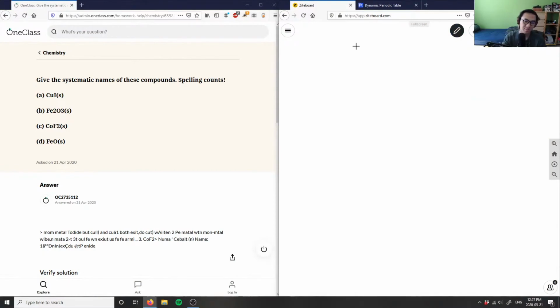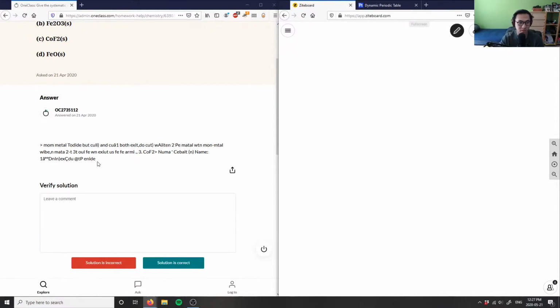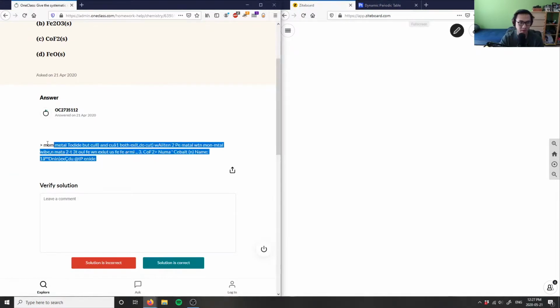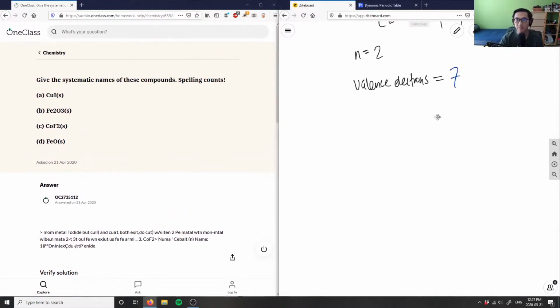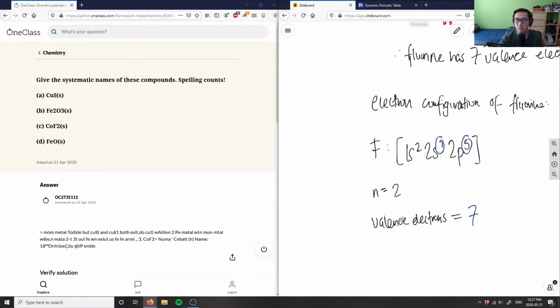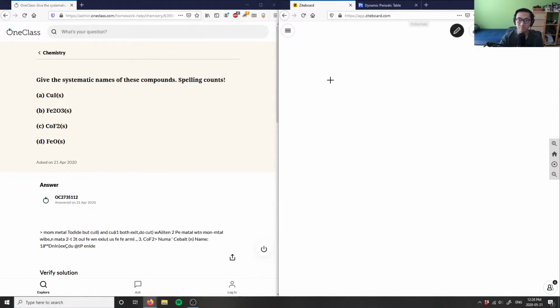I want the systematic names of these compounds, so spelling counts, okay? And as you can see, the solution here, I think there's a formatting error. I'm not sure what's happening, I can't decipher this at all. So there's something wrong with this. But I'm going to say the solution is incorrect, I guess, because it's not complete. But we will look at filling this out.